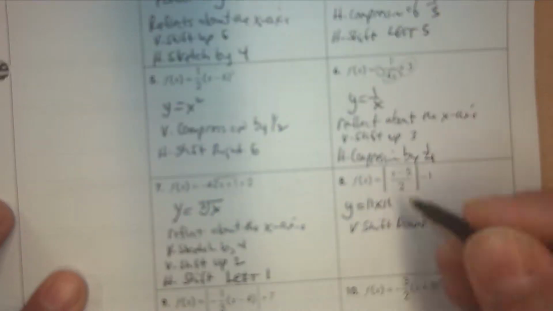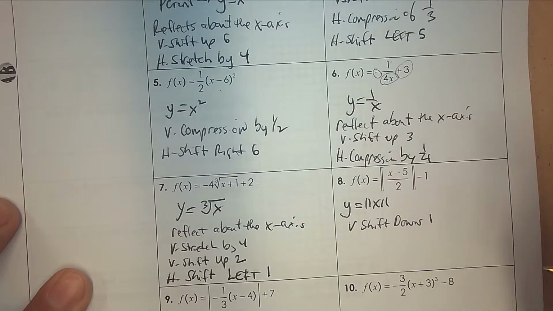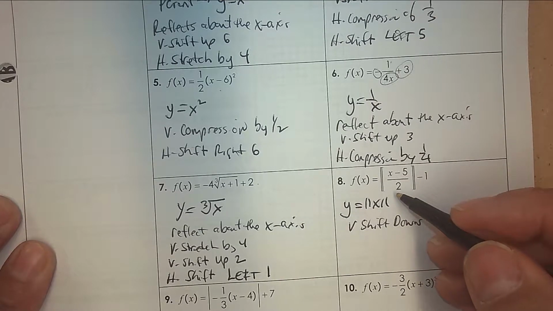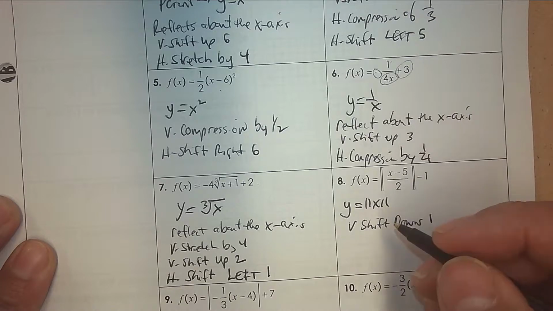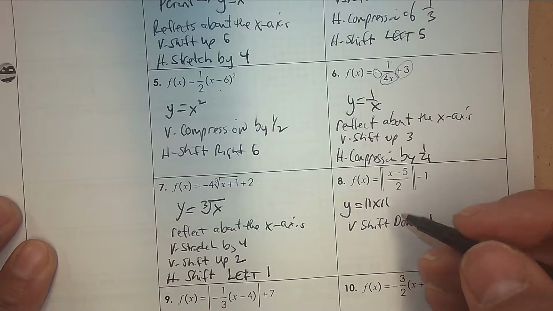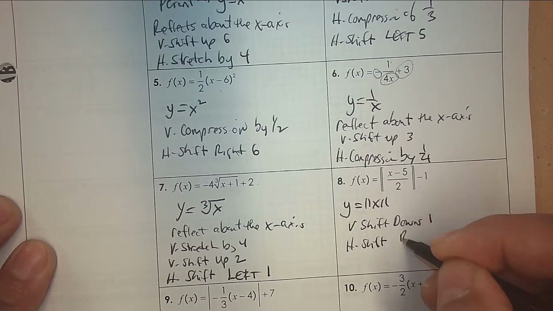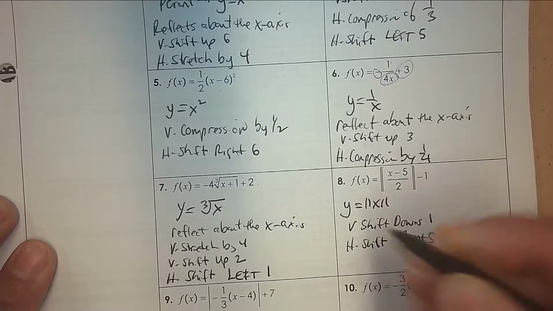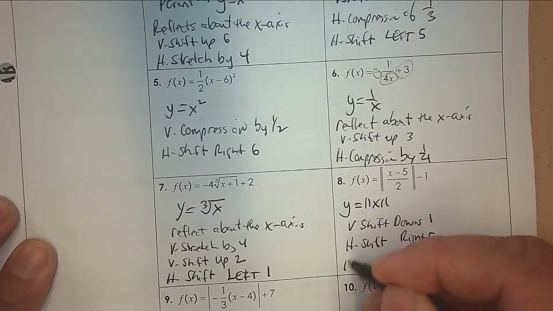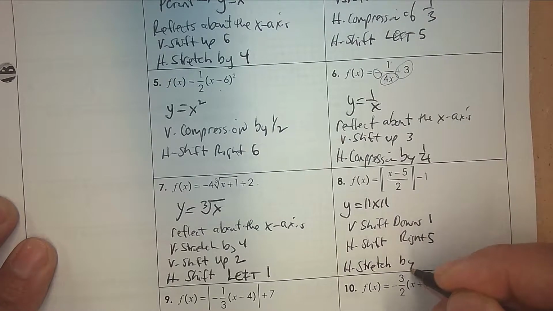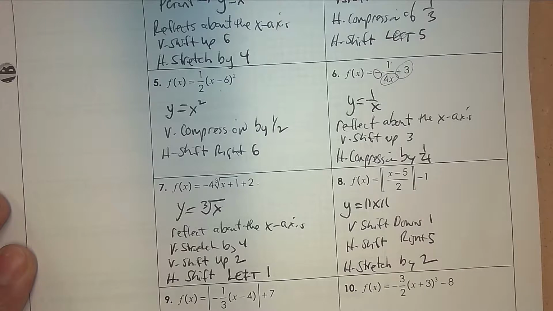And on the inside, 2 things are happening. So I see a subtract 5 and a divide by 2. So the subtract 5 means the direction it's going is to the right. And then the divide by 2 actually becomes a horizontal stretch. And it's going to go by 2 instead of the divide by 2.